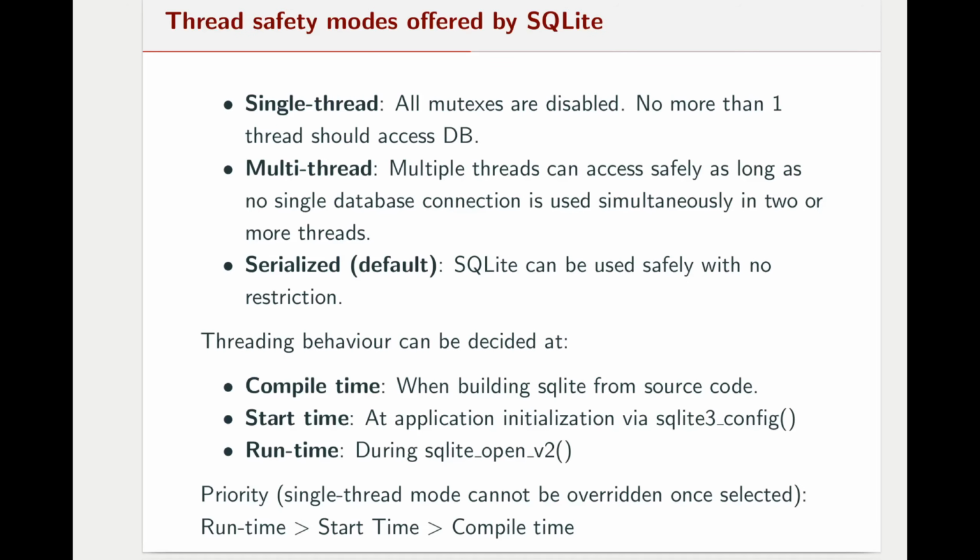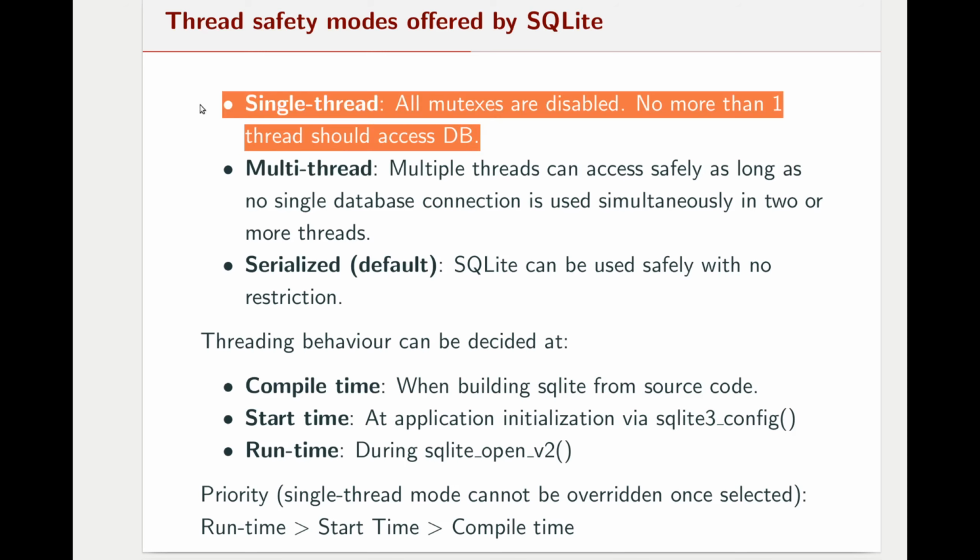Now that we understand how SQLite can be invoked to share the same database file across multiple processes, it's important that we get an idea of the different thread safety modes offered by SQLite. Single-threaded means that only a single thread can access the database at a time. That is, going beyond single-threaded access will result in unfavorable results. So in this case, all mutexes are disabled, and no more than one thread should access the database.